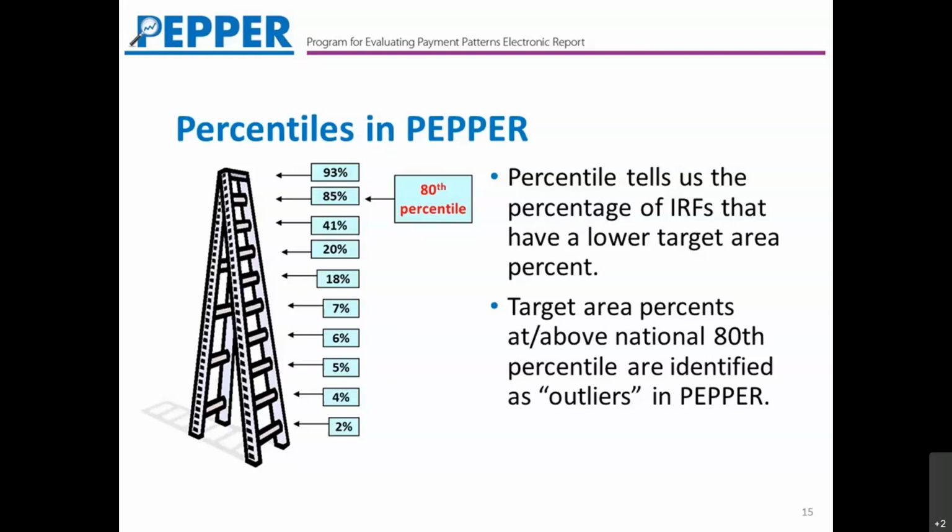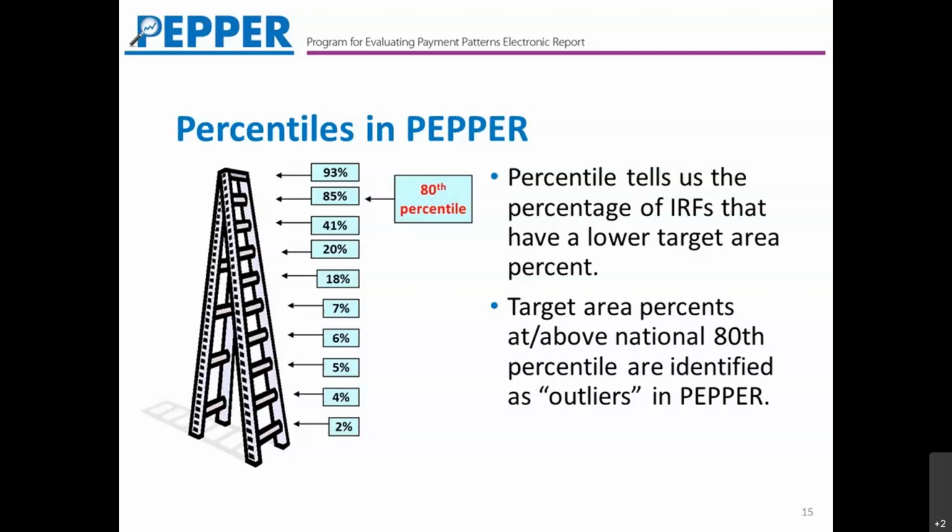Any facilities that have a target area percent outcome that is at or above the national 80th percentile will be identified in the PEPR as a high outlier. A high outlier is identified in the PEPR target area tab data by red bold font. Now, a high outlier outcome could potentially mean overcoding, or it could just mean that your statistics look different for another justifiable reason.